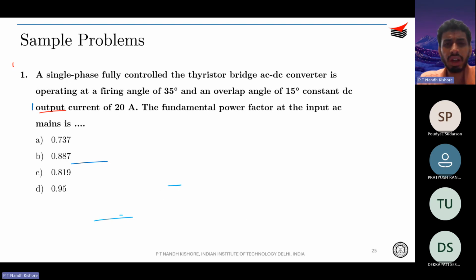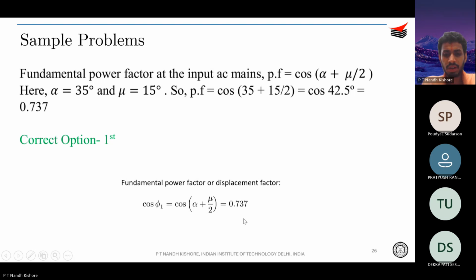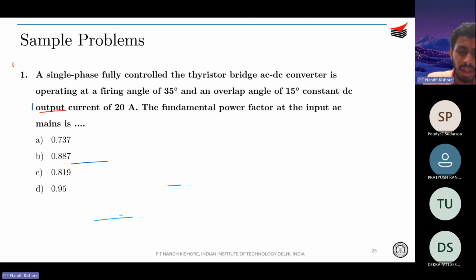Okay, so a single phase fully controlled thyristor bridge AC/DC converter is operating at a firing angle of 35 degrees and an overlap angle of 15 degrees, right? The fundamental power factor is dash. When you're talking about overlap angle, it means that you're having a source inductance, right? So I think that was covered in the lectures as well. So you see that your alpha is 35 degrees and the overlap angle, which you call mu, is 15 degrees. Okay. So what is the fundamental power factor?